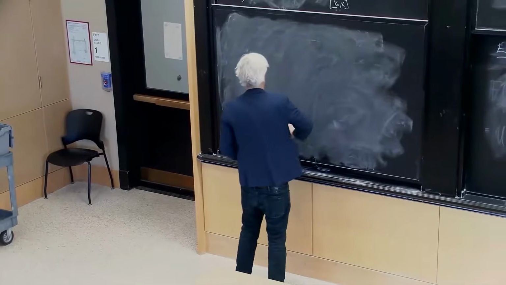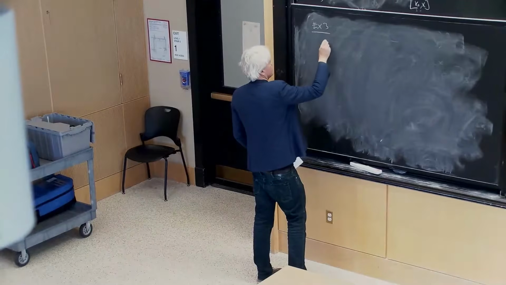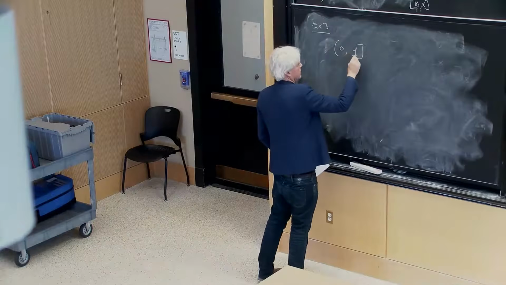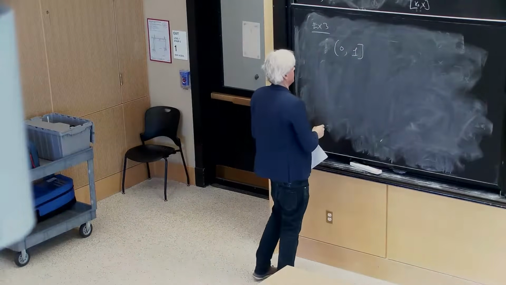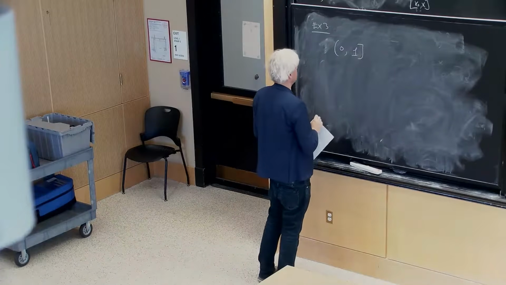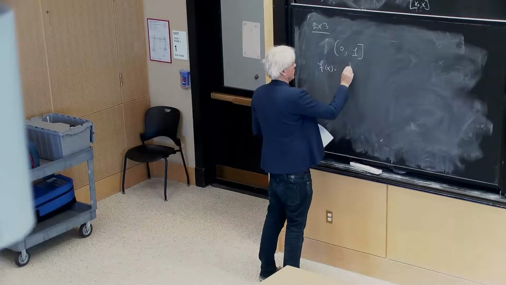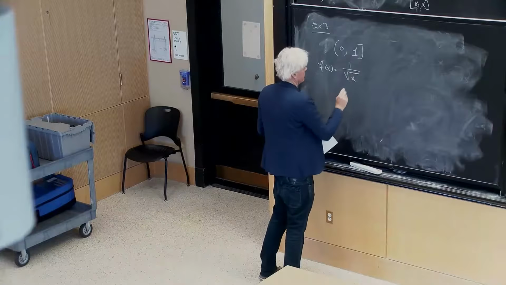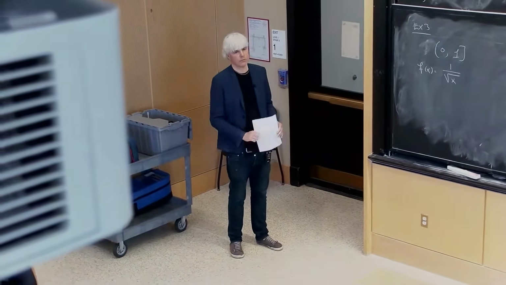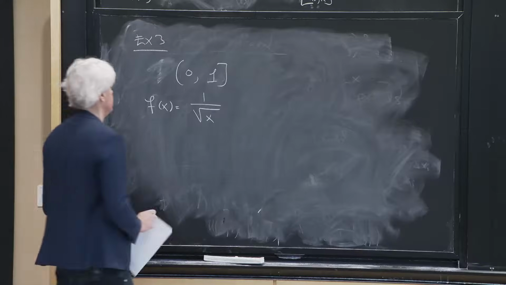Now suppose you take an interval that is bounded, but the function is unbounded. I'm looking at first f of x equal to 1 over square root of x. As x goes to 0, square root of x goes to 0. So this means that 1 over it goes to infinity. So this function is not bounded.